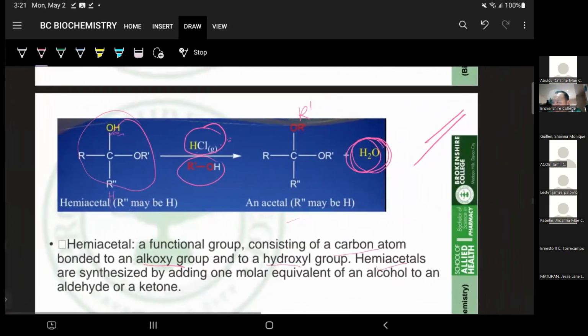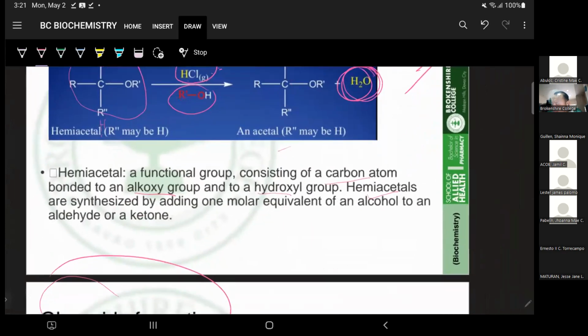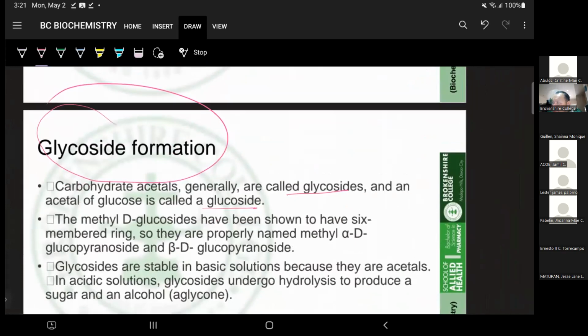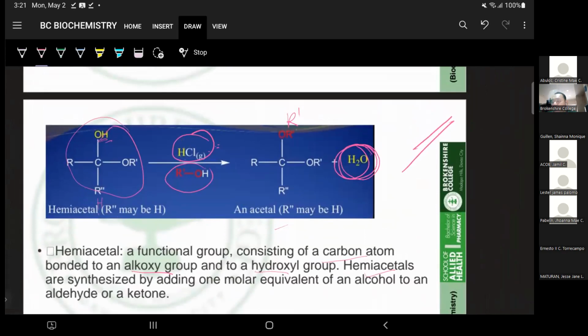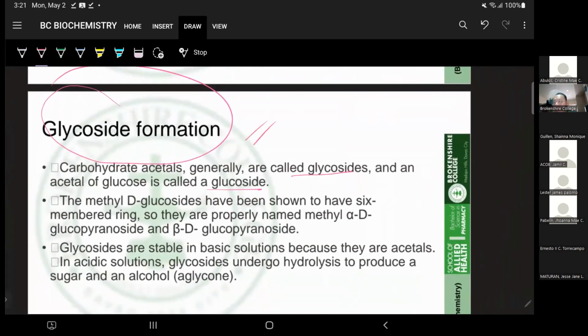Kasi going back here under hemiacetal, in connection with your glycoside formation, if there is presence of acetal, therefore nagkakaroon ng formation ng sugar and non-sugar component. And usually the bond that connects the sugar structure and that of a non-sugar is a glycosidic bond. So glycosides are stable in basic solutions because of their acetals.